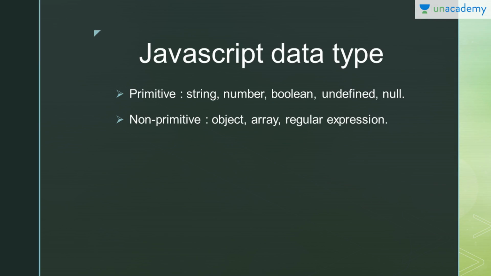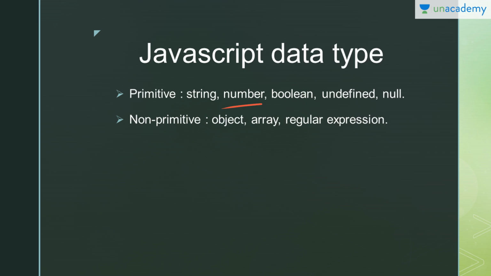Now JavaScript data types. You don't need to mention the data type, but we eventually use data types. For example, if I'm using 1, that means it's an integer, right? Okay, so there are two types of data types in JavaScript: primitive and non-primitive. In primitive we have string, that is like a name, anything, Nidhi, Unacademy, all these are strings.